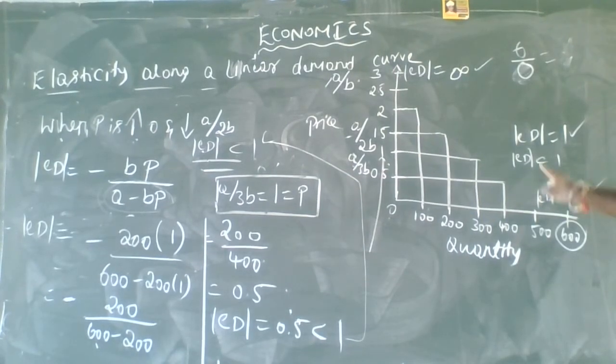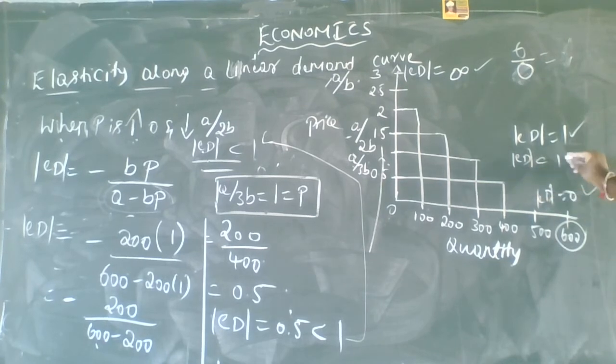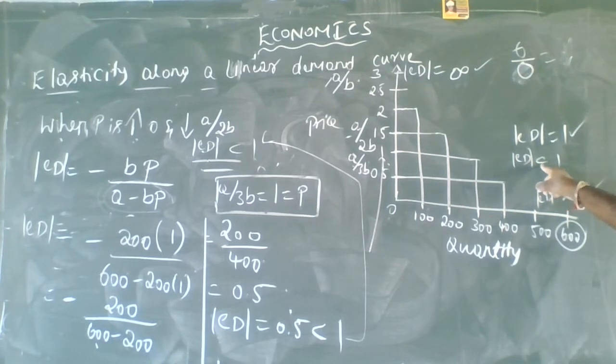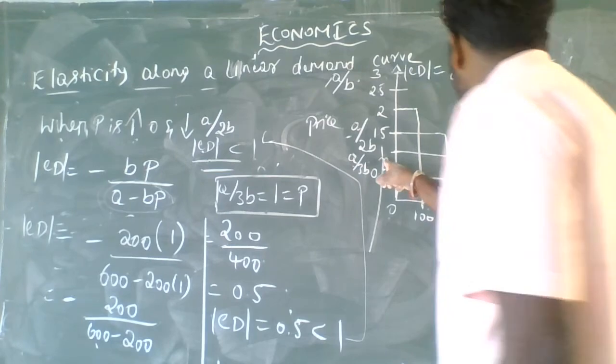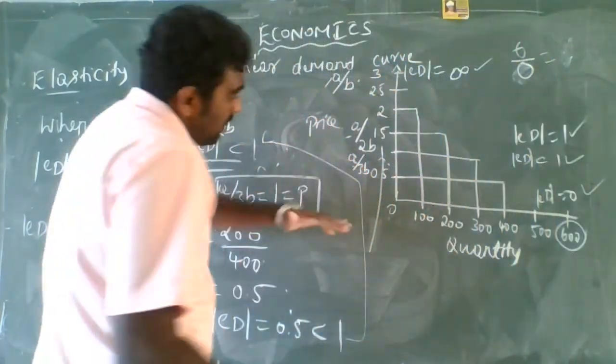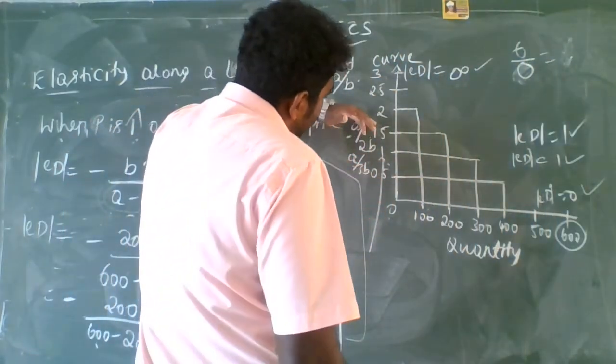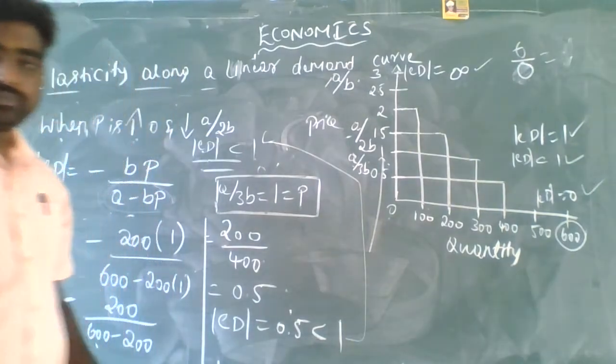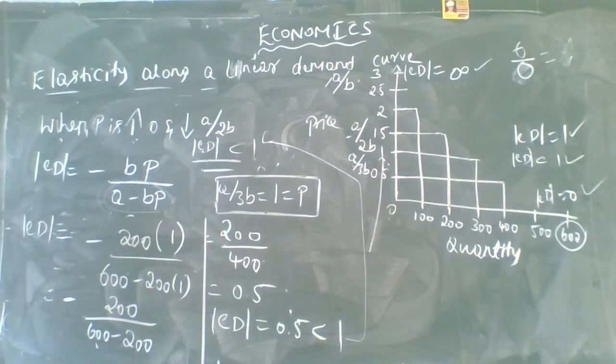Are you getting my point? So we proved another condition: elasticity of demand is lesser than 1 when the price is 1, when the price is more than 0 and less than A divided by 2B.